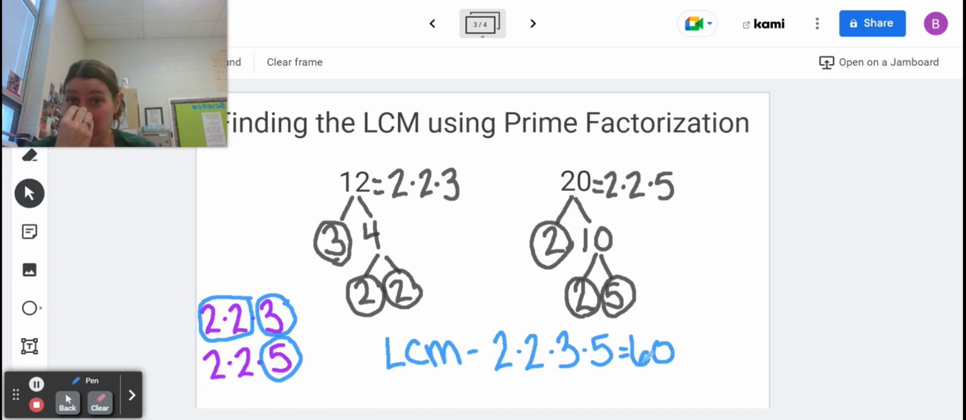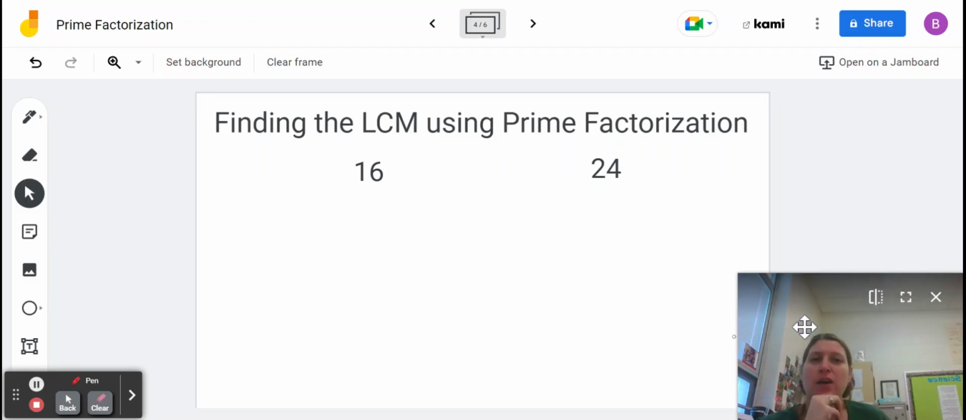So I want to do one more example. I don't have it built in, so give me 1 second. Okay, so we're going to do another example with 16 and 24. So I'm going to break apart each number into the prime factorizations. I'm going to start with 16.